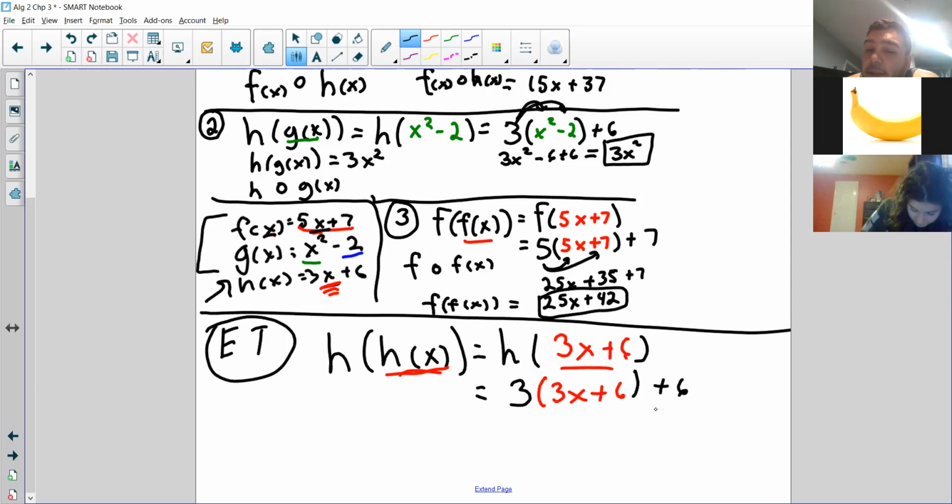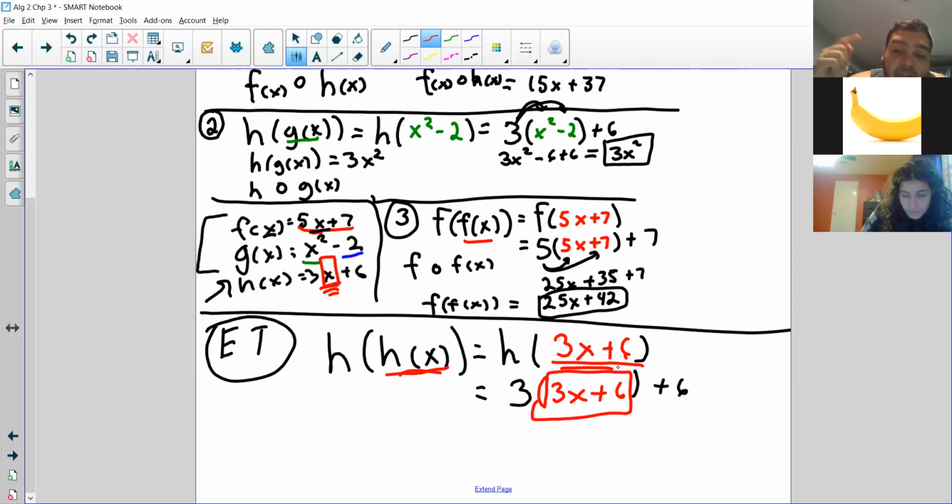So every x I see in the equation, this x right here, has now become 3x plus 6. No matter what I plug in here, every x becomes what it is, whether it's a 2, a 3y, or a dollar sign. The h's are both 3, so 3 times 3x plus 6, plus 6. H is not just 3x. It's 3x plus 6, the whole kit and caboodle.